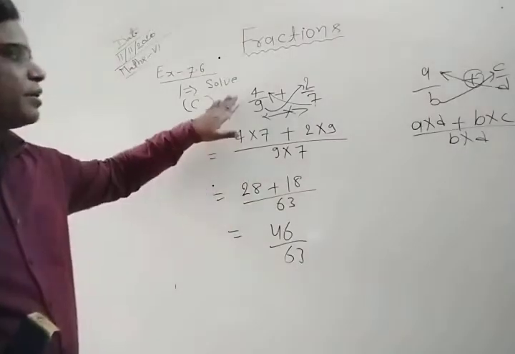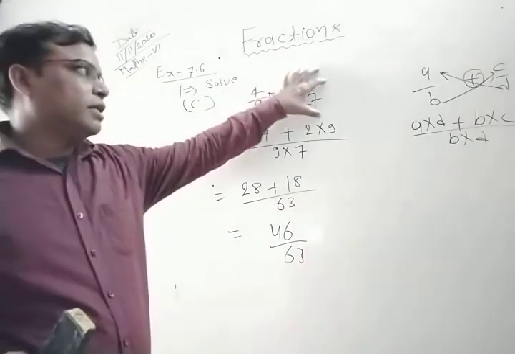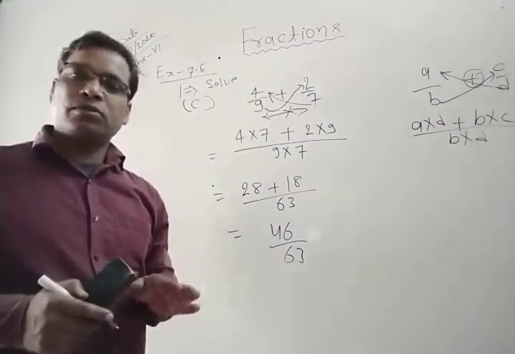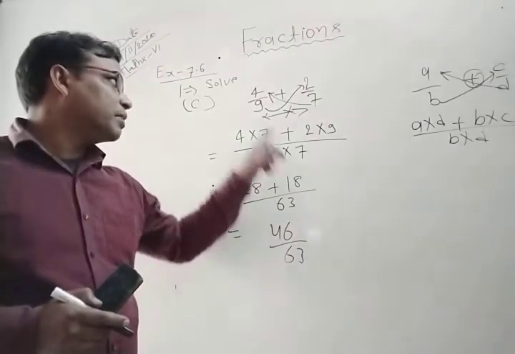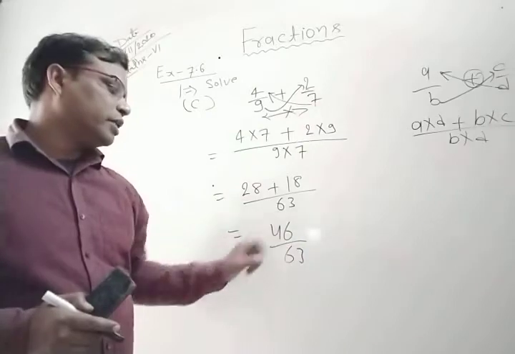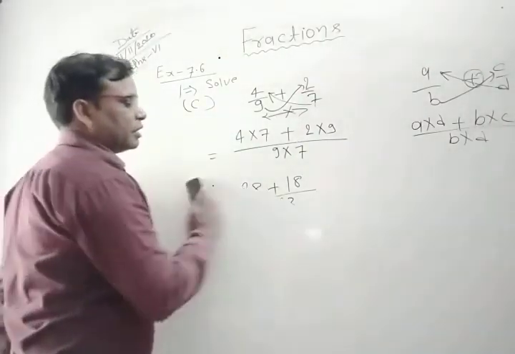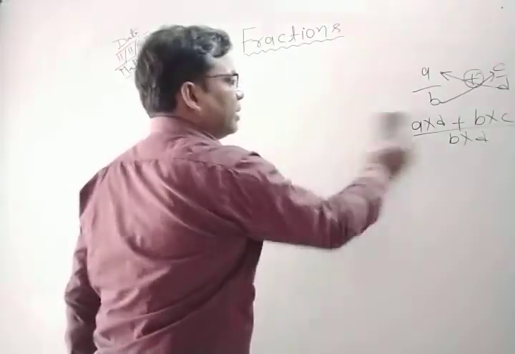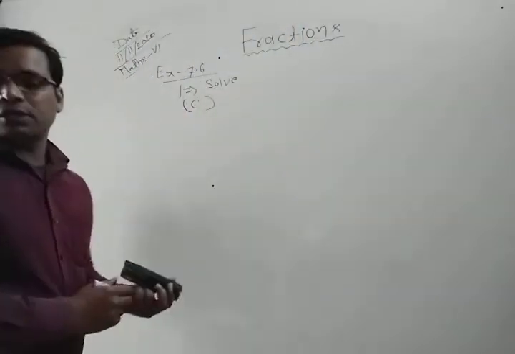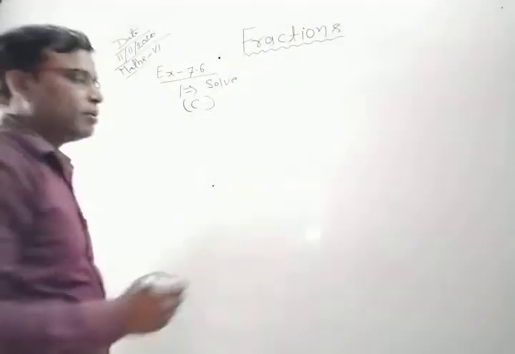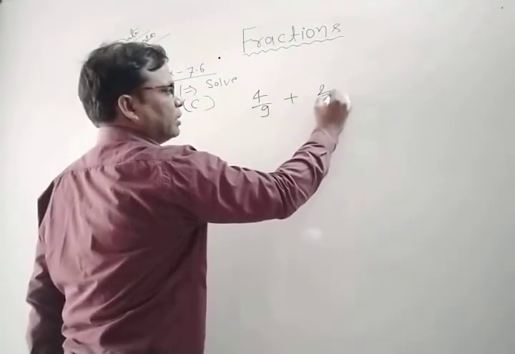Or you can take the LCM, or you can write equivalent fractions, or first convert them into like fractions and after this add them. In every way you find the same solution: the addition of 4 by 9 plus 2 by 7 is 46 by 63. Let's see the second method. The second method is that first we find the LCM of 9 and 7. So our C part is given here, 4 by 9 plus 2 by 7.